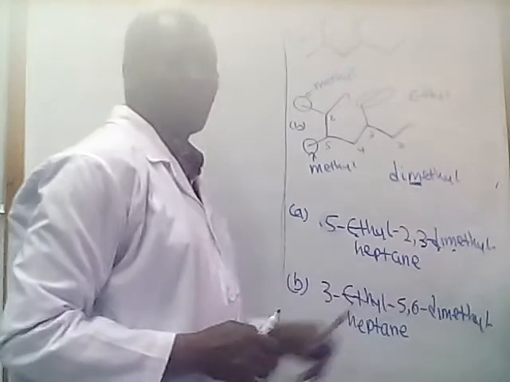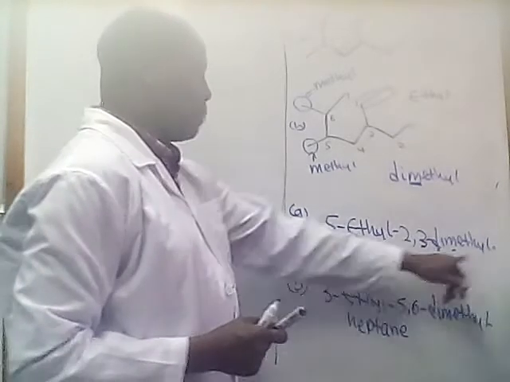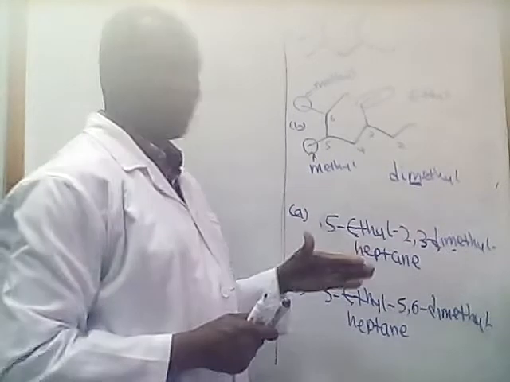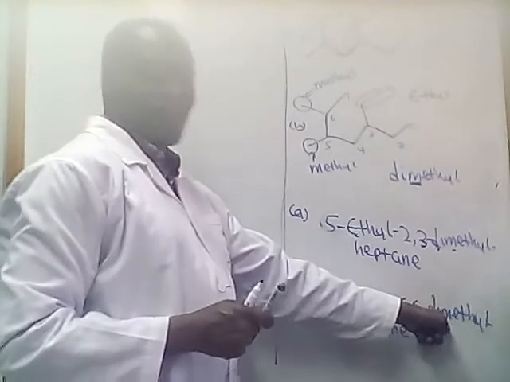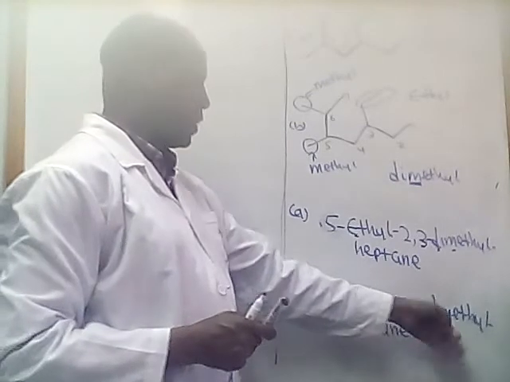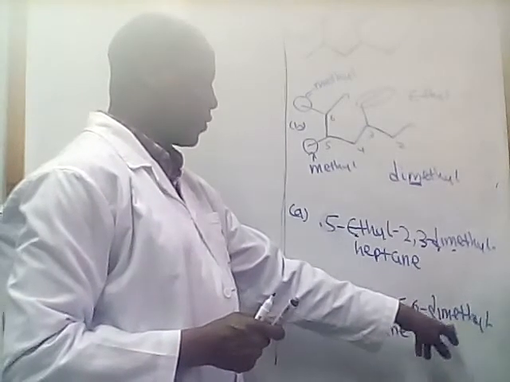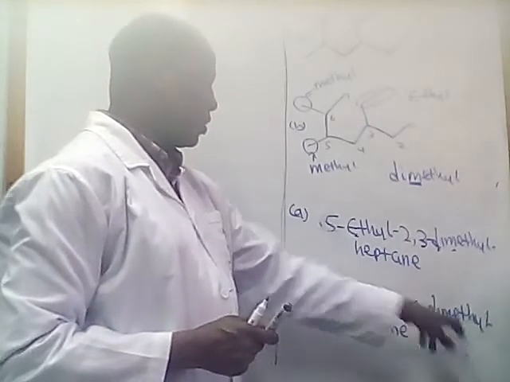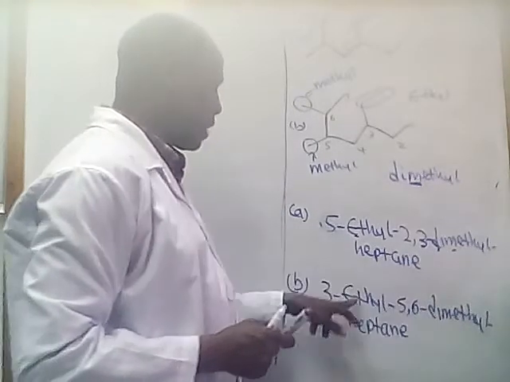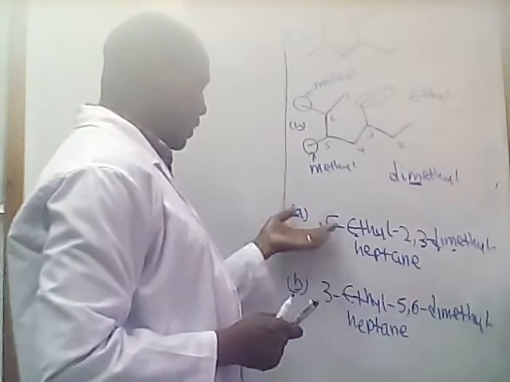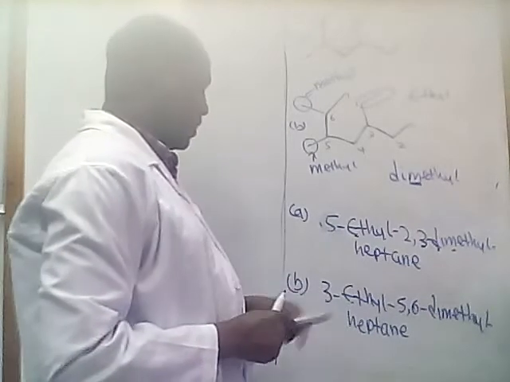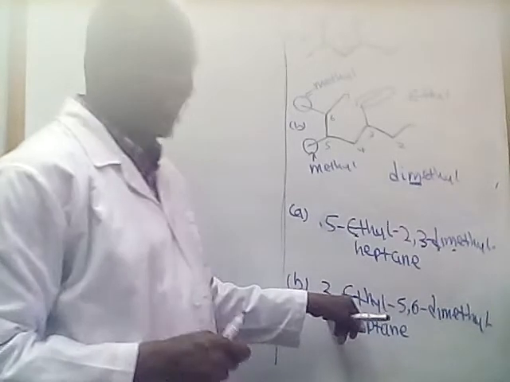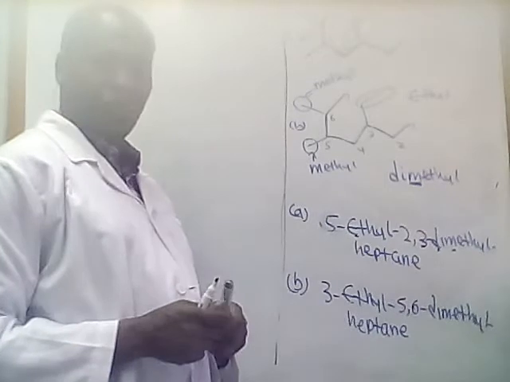That means you do not put dimethyl first before ethyl, because that will be wrong. You put the ethyl first, and M for the methyl group comes after E. Now this is number 5, and this is number 3. Did you pick 3-ethyl 5,6-dimethyl?